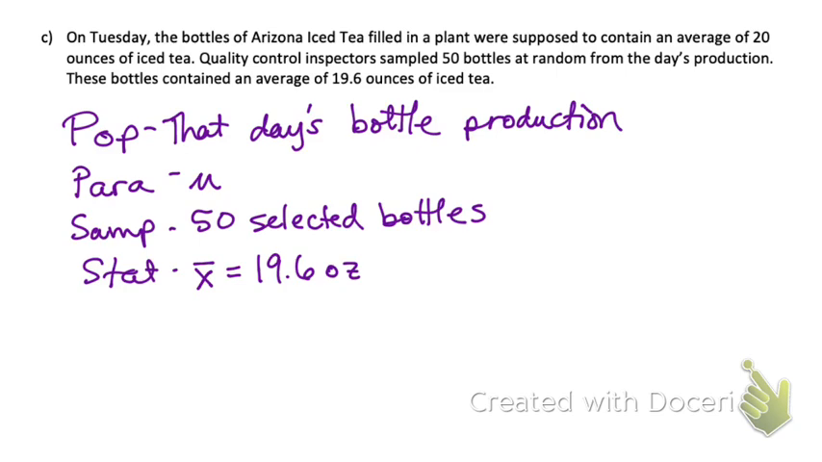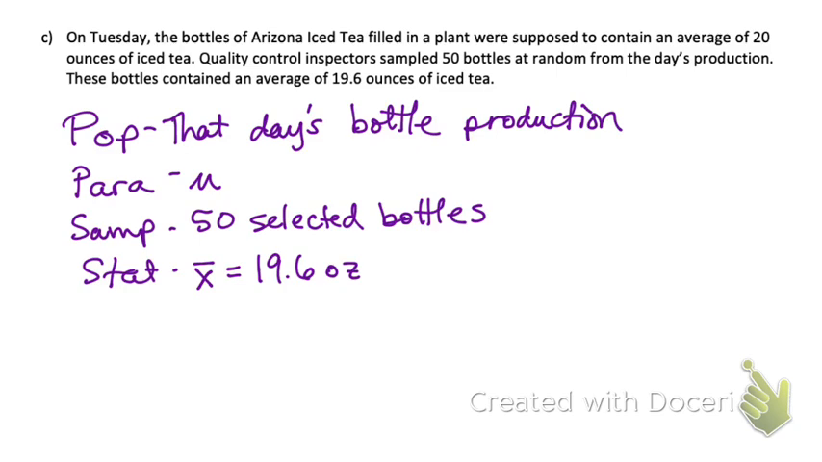Look at the next question. Sampling. It's called sampling variability. Did you know that if I took another 50 bottles and averaged them, I would probably not get 19.6? I would get something maybe slightly different, maybe 19.8, or maybe 20.05 or whatever. It should be around 20.